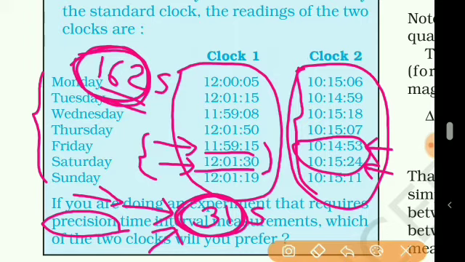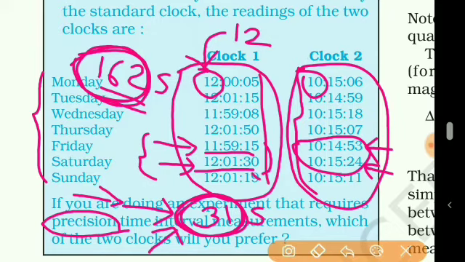Definitely, if you see the time, 12 o'clock here and here 10. The standard clock also shows 12. So this first clock can be considered as accurate, but it is not precise because the difference of the time is large from Monday to Saturday. Here the second clock is not accurate, but it is more precise than the first one.